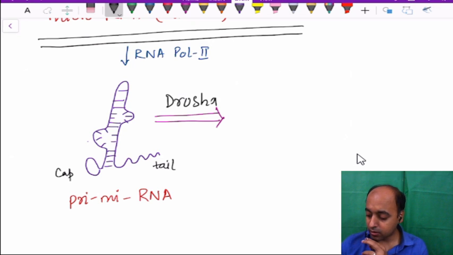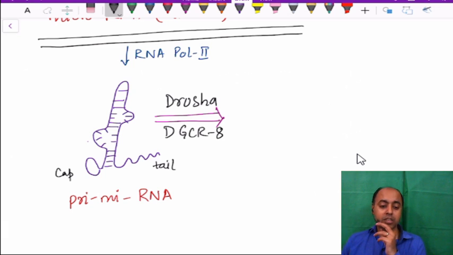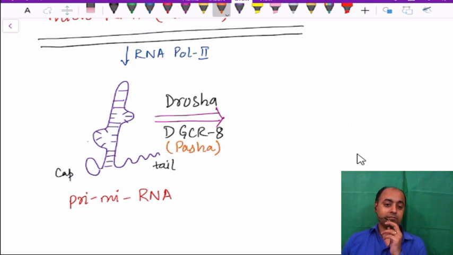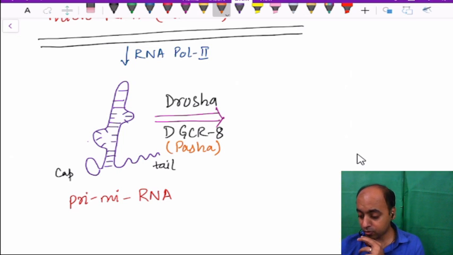The two enzymes are DROSHA and DGCR8. Please note, the DGCR8 is also lovingly known as PASHA. We have this character in a lot of Hindi serials, PASHA, so you can remember the name from there. The DROSHA and the PASHA. What do they do?